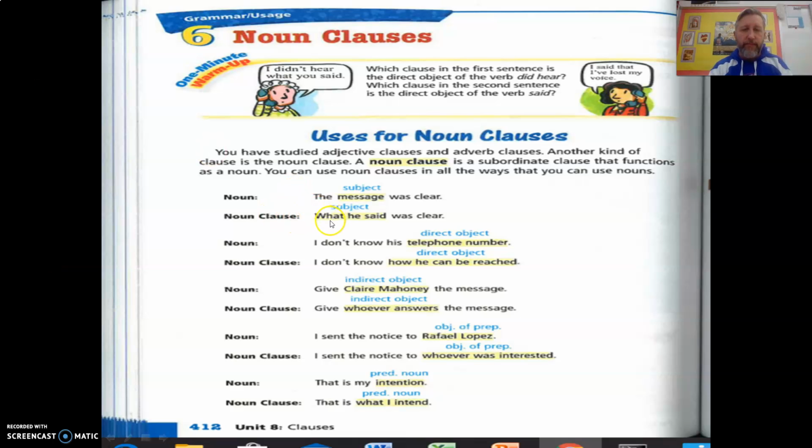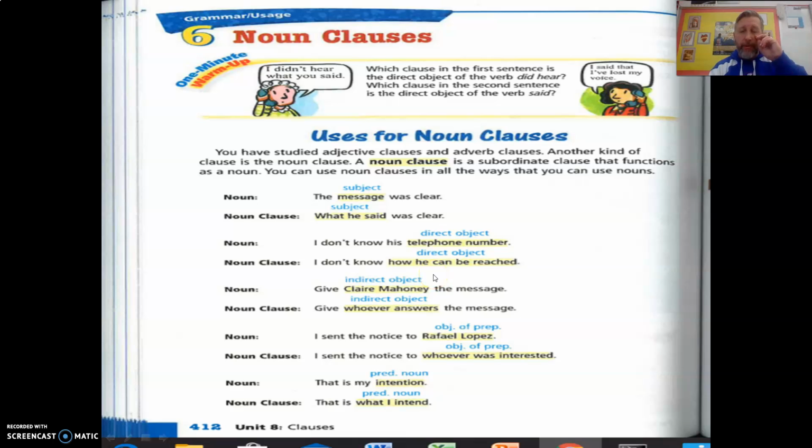So there you see the noun clause is serving as the subject of the sentence. In this case, it's serving as a direct object. Now remember, direct objects answer whom or what about the verb. So I don't know what? Telephone number. I don't know what? How he can be reached. So this is an example of where it's functioning as a noun direct object.